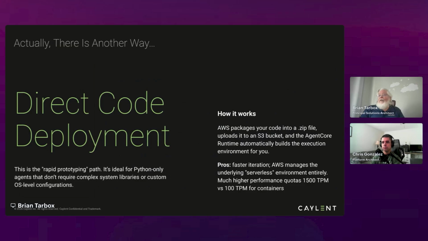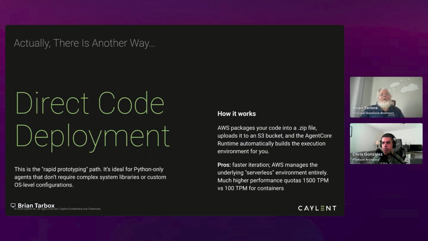It's taking care of the underlying service environment for you, and this was actually sort of surprising and striking to me. This approach, which is, I guess, the rapid prototyping path, is so much faster. You can get 1,500 TPM versus 100 TPM for containers, which I guess shows that there is still some overhead for all that container work. But you can do it either way.